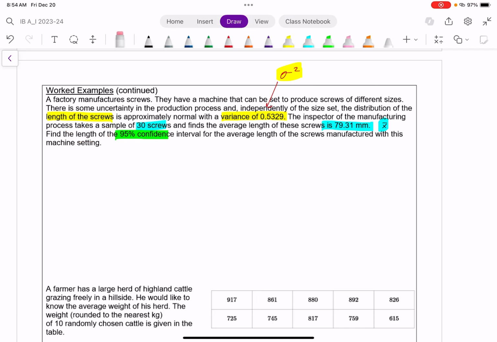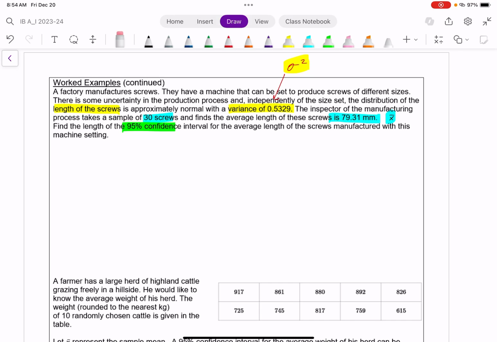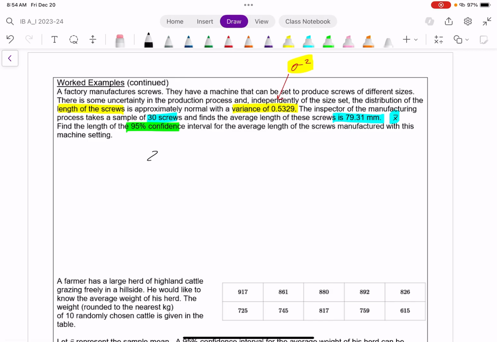So that's it. Let's now again realize, okay, we want to use a Z interval test, because again, we know the standard deviation of the population. And we know that because we know the variance. So keep in mind, the standard deviation will be the square root of that 0.5329. All right, at this point, same idea. That's our standard deviation. There's our mean highlighted in blue. The sample size is 30. The confidence interval is 95%. Should be very, very quick.